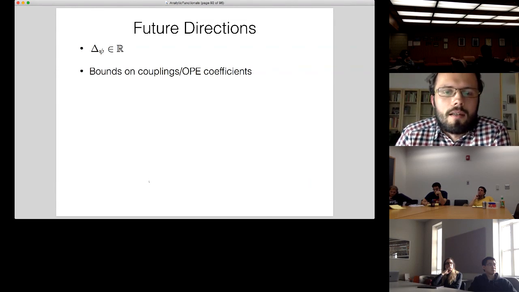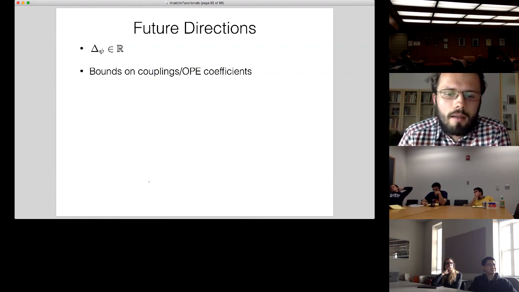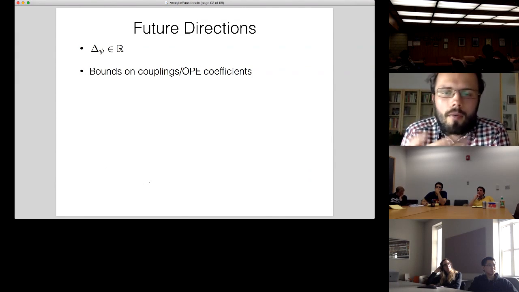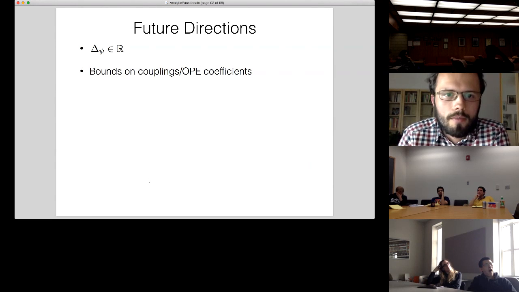Another missing piece, another future direction, would be to try to produce bounds on a coupling of the massive quantum field theories in the bulk, which are basically the same as bounds on OPE coefficients of the boundary theory. But this would again require us to learn how to put double zeros of the functionals away from the integer points, because now the extremal solutions will certainly not be free theories in general. So somehow one should try to adapt this method to theories with more complicated spectra.